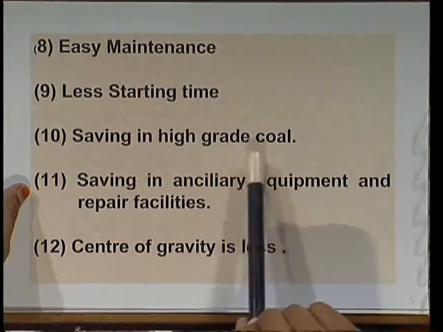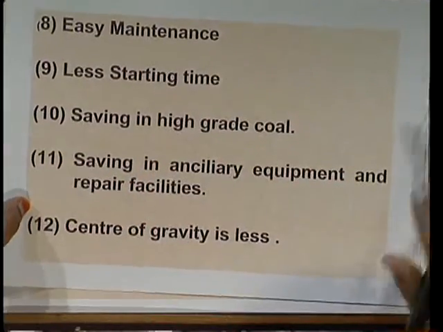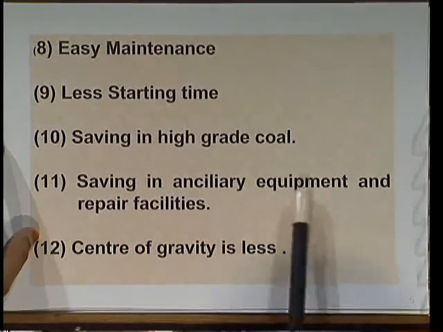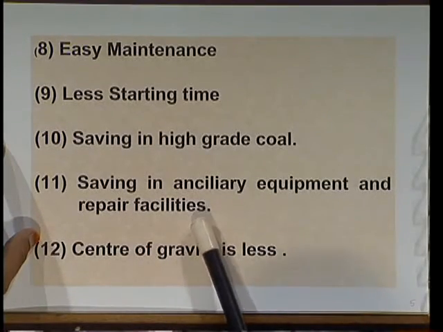The other advantage is the saving in high grade coal. High grade coal is used in steam engines. The electric engines receive power either from hydroelectric stations or from pit head thermal stations which use only low grade coal. Thus, high grade coal is saved for metallurgical purposes. The next advantage is the saving in ancillary equipment and repair facilities.